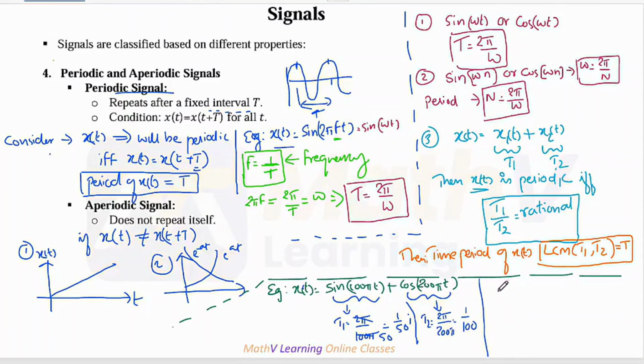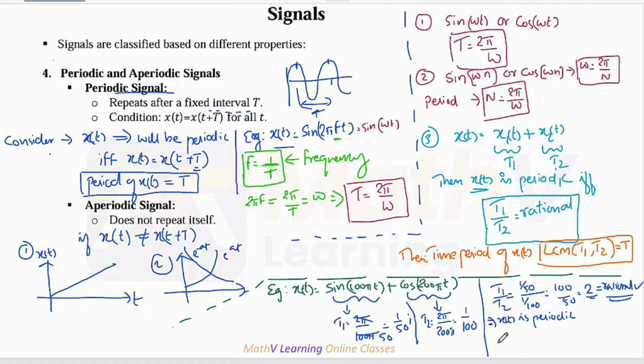So what is t1 by t2? t1 is 1 by 50, and t2 is 1 by 100. So it is 100 by 50, it is 2. So it is rational, right? It is a rational number. So 2 is a rational number. Therefore, x of t is periodic, right? Therefore x of t is periodic.